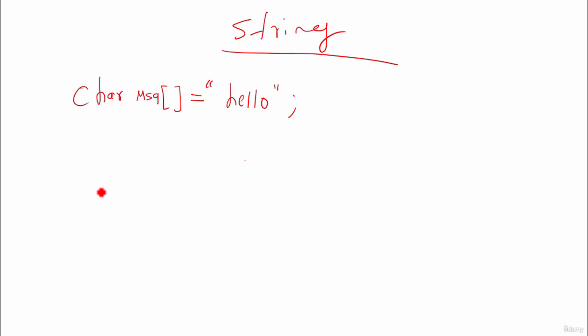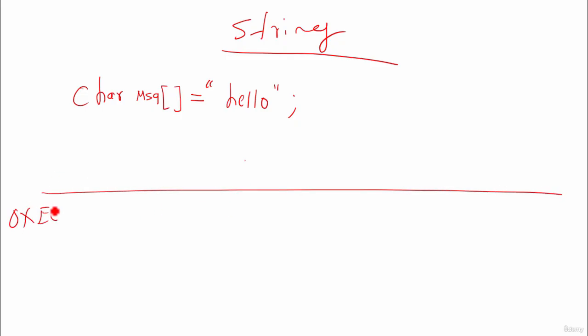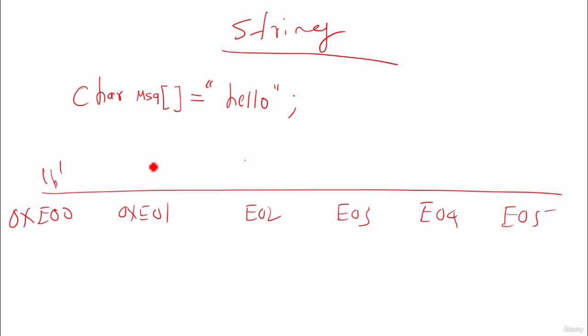So how will this be stored in memory? Very simple. Let's say there are some memory location addresses. Let's say E00, E01, E02, E03, E04, E05, and H is stored here. That is the ASCII code of H. E will be stored here. L will be stored here. This is a place for O.